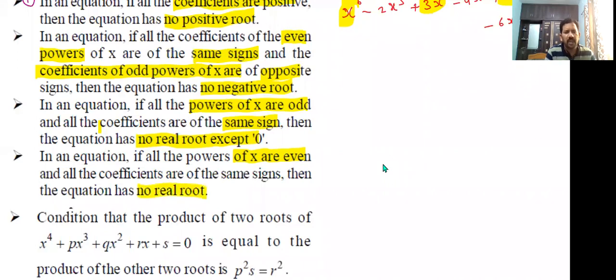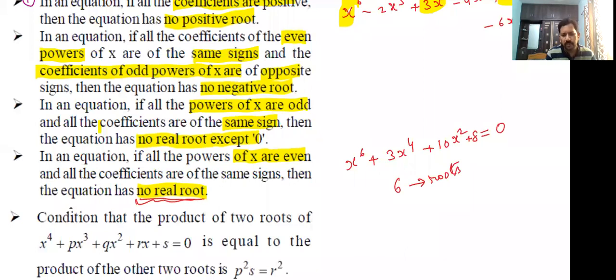Then the equation has no real root. I will explain one example: x^6 + 3x^4 + 10x^2 + 8 = 0. See here, all the powers are even and their coefficients are also positive. In this case, overall, this is a 6th degree polynomial equation. There are 6 roots. Out of 6 roots, there is no real root. That is the meaning of that.